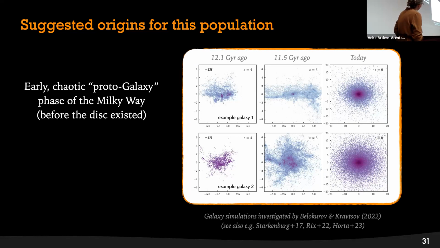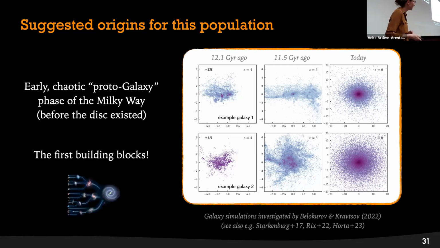As you go one step further, you already see a bit more of a central concentration, but stuff is still coming in from all different angles, in this very chaotic phase. And then today, this is how these stars are distributed in space: very centrally concentrated, kind of spheroidal. They also find that it usually has a little bit of rotation. So probably what we're seeing is the result of the very first building blocks of the Milky Way, which is really exciting.